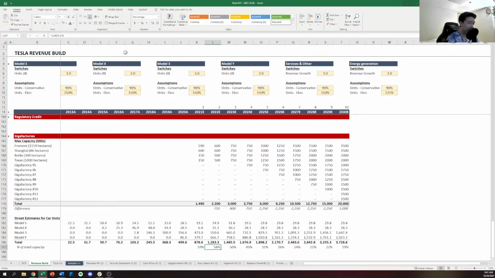Okay, looking at this, obviously we can see that the street estimates are just way too conservative. Even if we do what we did yesterday, an Elon Musk case of 50% more than the street estimate, that's still not going to really get us there. That's going to make this like 6 million. We're just going to make this like 30% of the total capacity.